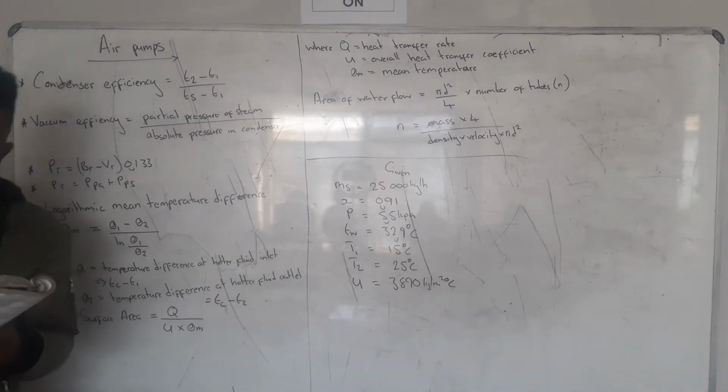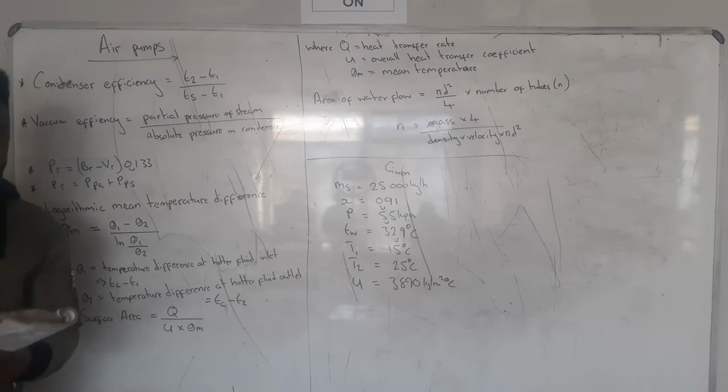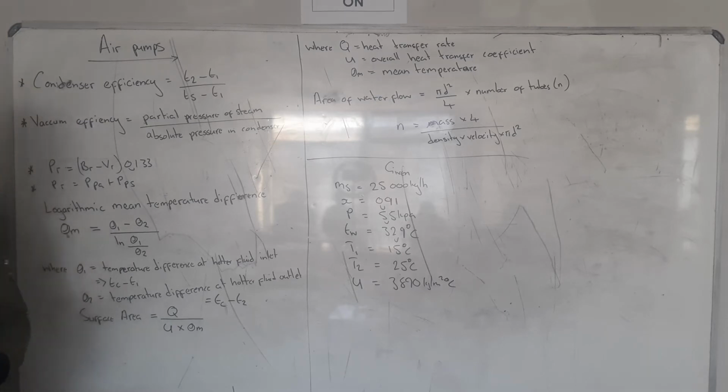They say determine the surface area required. They need us to calculate the surface area. So which formula am I going to use to calculate the surface area, guys? I have this one. The formula to calculate the surface area says Q divided by U multiplied by theta AM. Alright, okay, let us see.